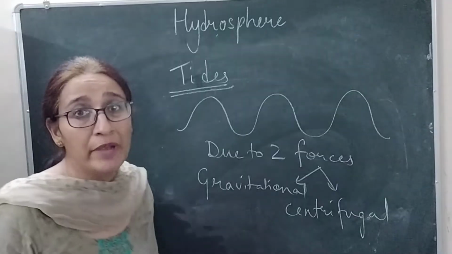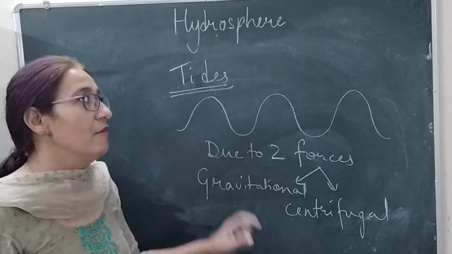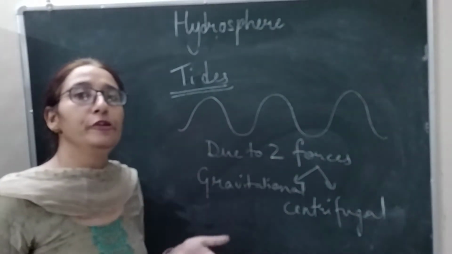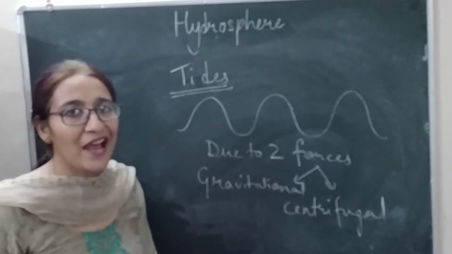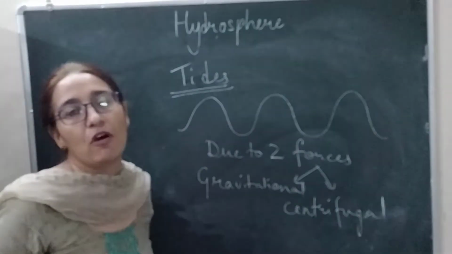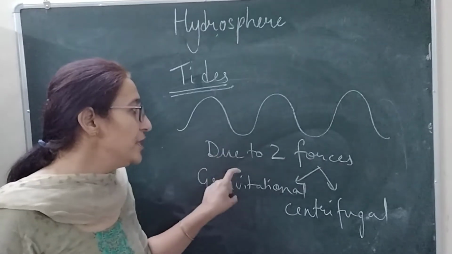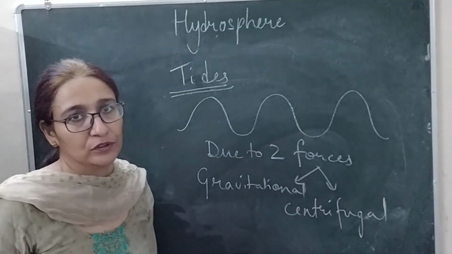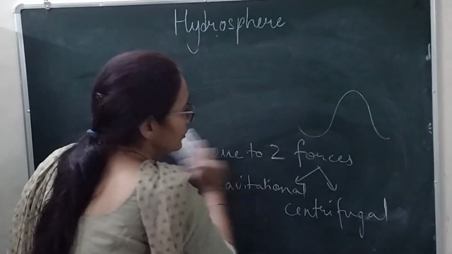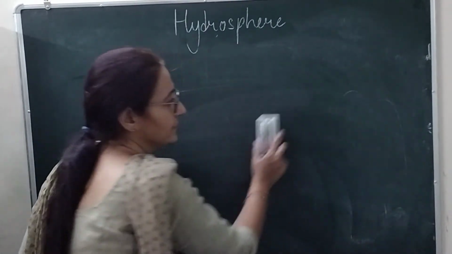And what is the major difference? Waves are formed due to the movement of wind over the water body, whereas tides are formed due to these 2 forces, gravitational force and centrifugal force. So let's learn more about tides.